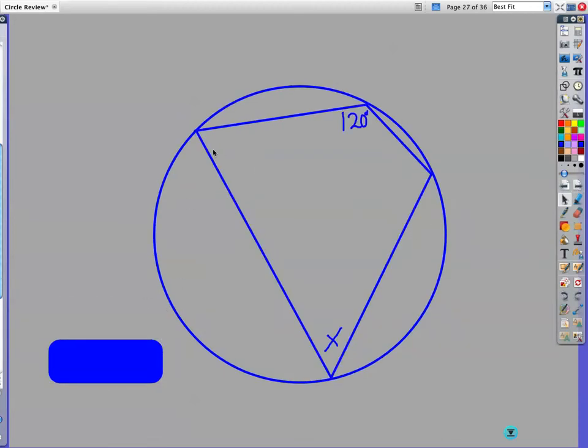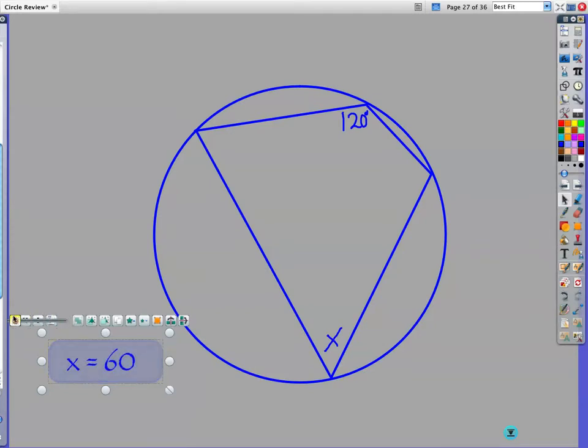All right, we have an inscribed quadrilateral. There is a rule that the opposite angles on an inscribed quadrilateral are supplementary, which means they add up to 180. So 120 plus 60 is equal to 180.